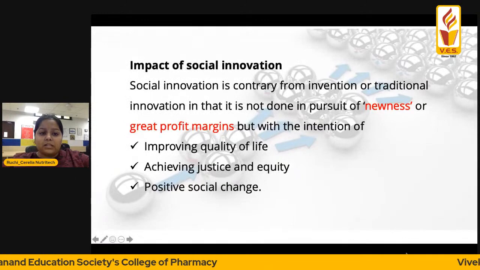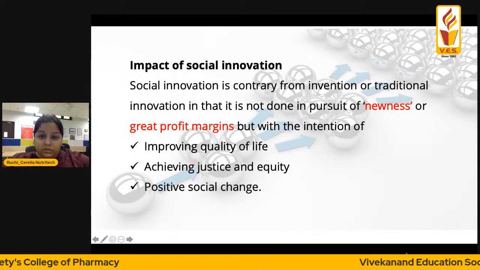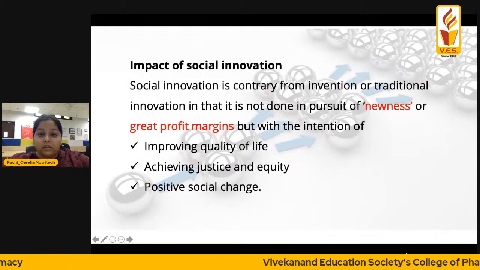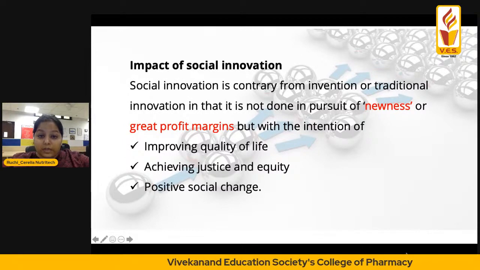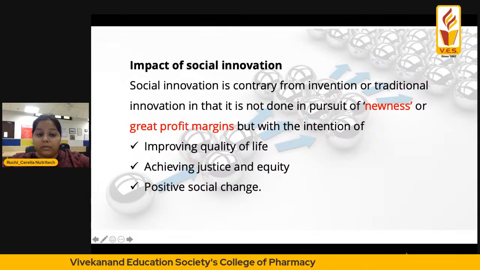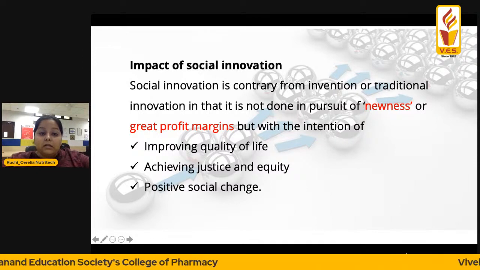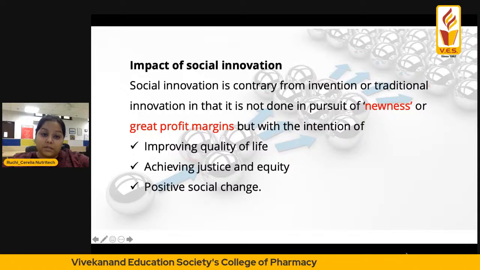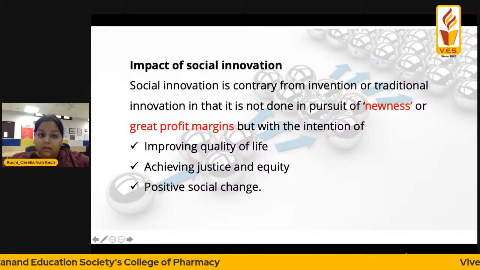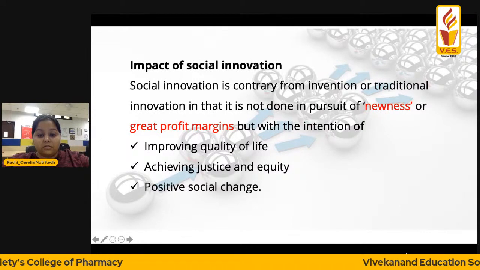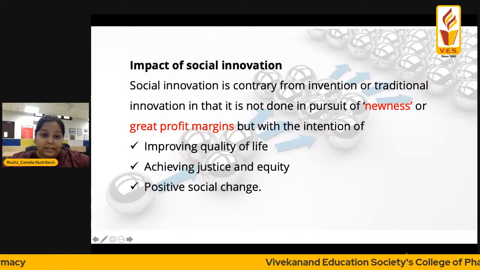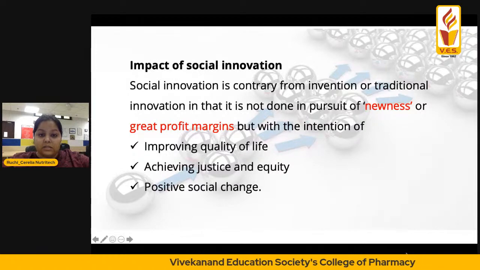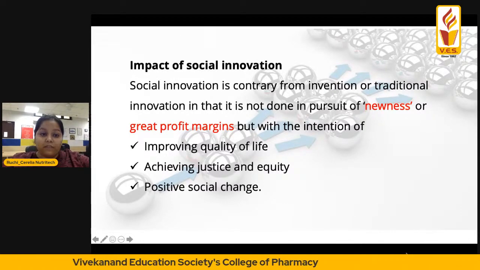So as a whole, when we are talking about social innovation, as contrary to general innovation, which we usually do for patenting and greater profit margins, social innovation is done for improving the quality of life, wherein you're trying to achieve justice and equity, and more importantly, bringing a positive social change. Obviously, patents and innovations do follow. You will definitely get them with social innovation as well, but that is not the important criterion.